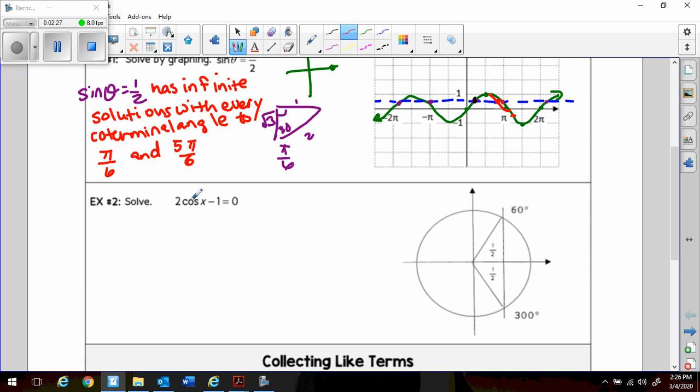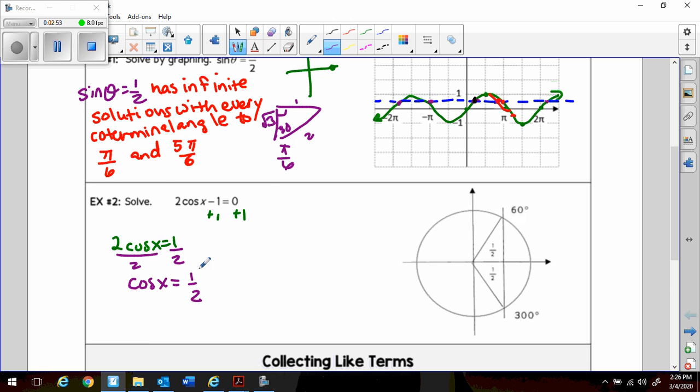Alrighty, so 2 cosine of x minus 1 equals 0. My first step is going to be to solve for cosine of x. So I'm going to add the 1 to move it to the other side. So I have 2 cosine of x equals 1, and then I'm going to divide by 2. And so I have cosine of x equals 1/2.